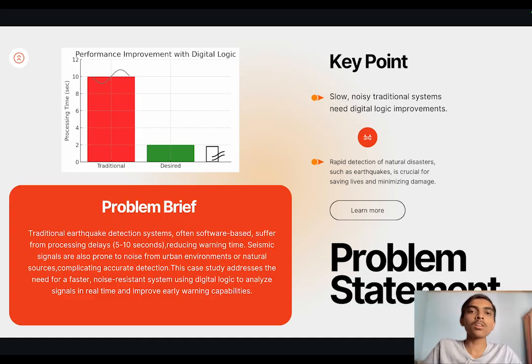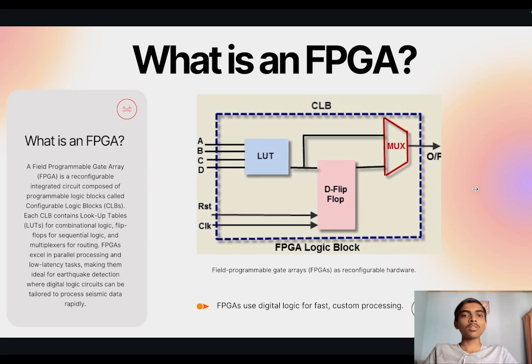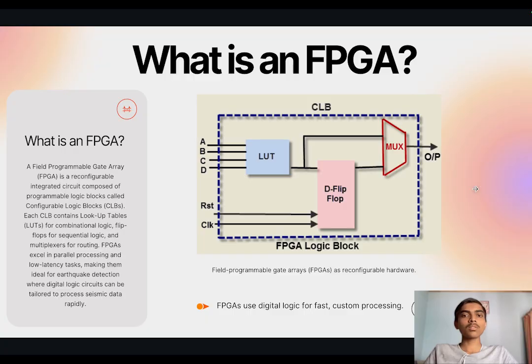So, now we'll understand what is an FPGA. An FPGA is a chip you can program with digital logic. Inside, it is made up of configurable logic blocks packed with lookup tables for combinational logic, flip-flops for memory, and multiplexers for routing. It is like a playground for building fast parallel circuits, perfect for earthquake detection. So basically, an FPGA is made up of multiple logic gates like AND gate, OR gate, NOT gate, etc. with combinational circuits like multiplexers, also memory blocks like flip-flops.